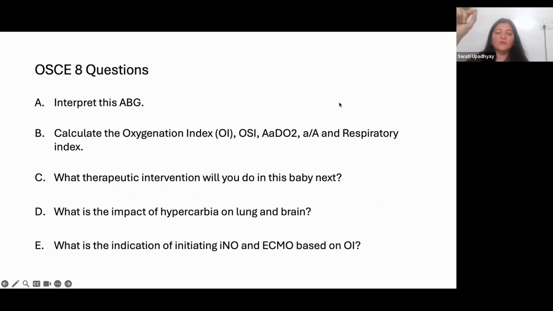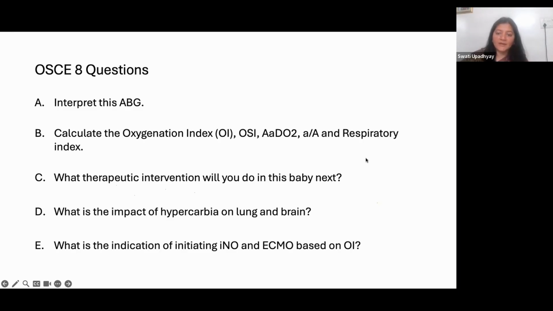What is alveolar arterial oxygen gradient, AADO2? Has anybody calculated that? So AADO2 is basically what? It is alveolar arterial oxygen gradient, right? Yes, correct. Alveolar oxygen PaO2 minus PaO2, right? So what does it reflect? It reflects the efficiency of oxygen transfer from the alveoli to the blood. Okay, so a very high AADO2, what will it indicate? It indicates severe V by Q mismatch or an intrapulmonary shunt. So in this case, it is around 588.